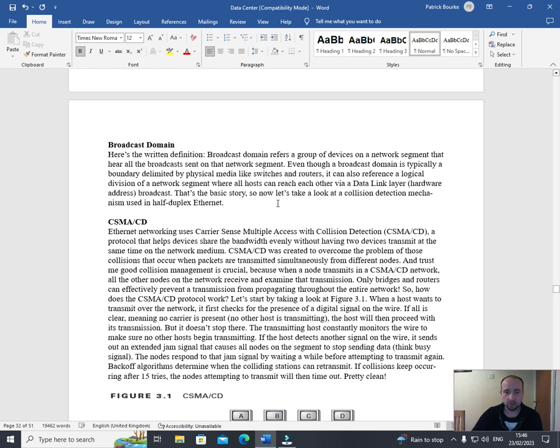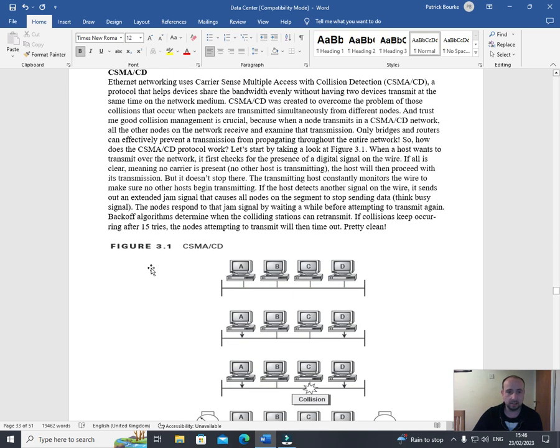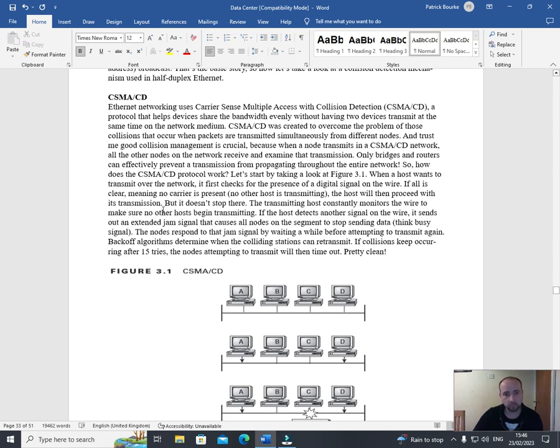That's the basic story. So now let's take a look at a collision detection mechanism used in half-duplex Ethernet, CSMA/CD. Ethernet networking uses carrier sense multiple access with collision detection, CSMA/CD, a protocol that helps devices share the bandwidth evenly without having two devices transmit at the same time on the network medium.